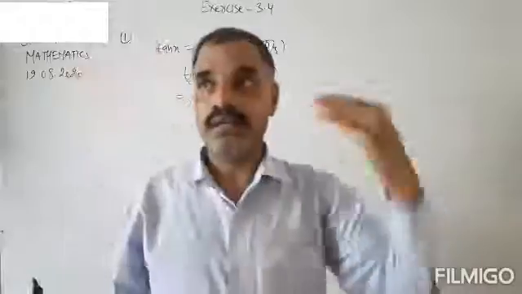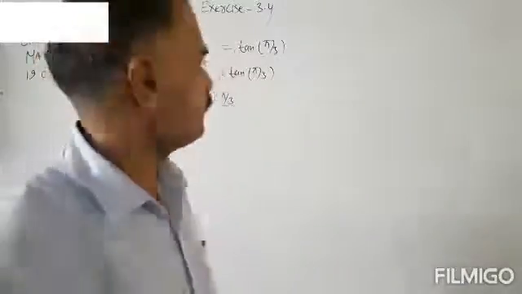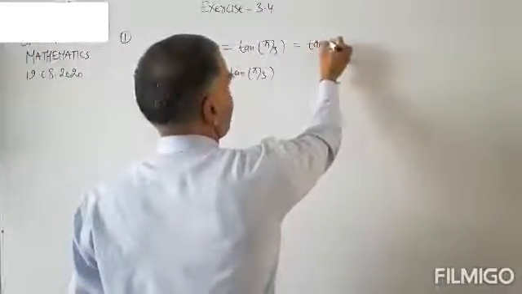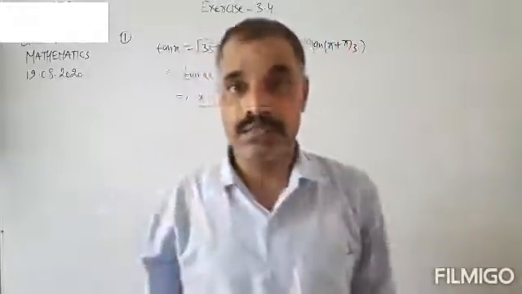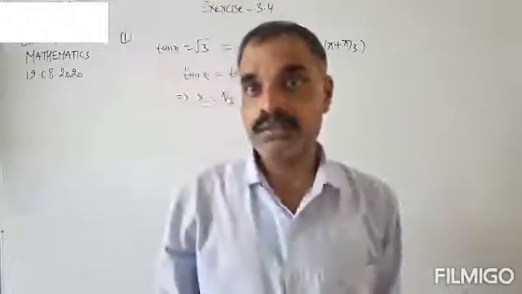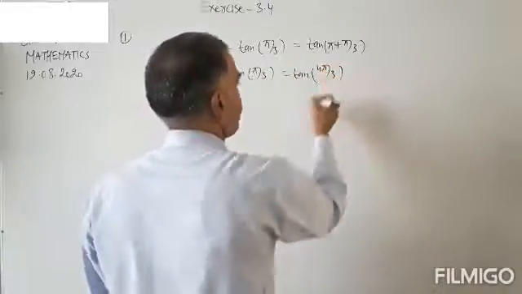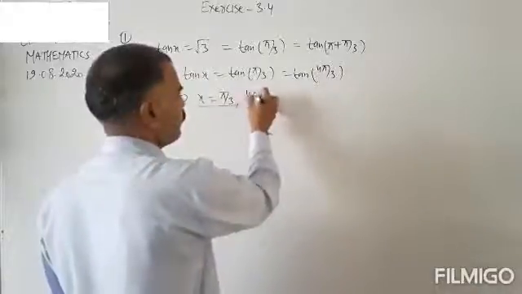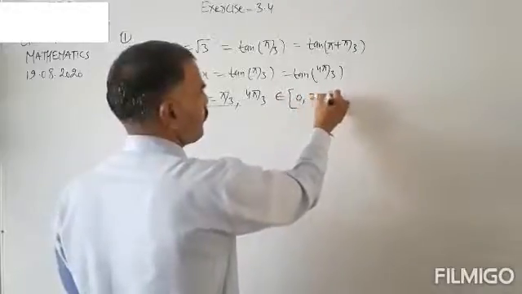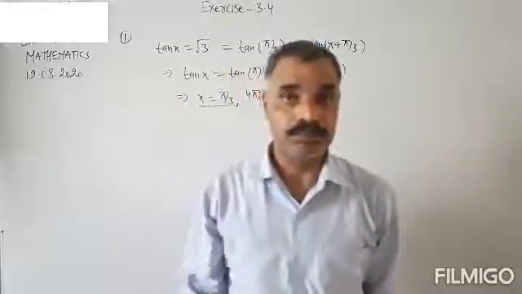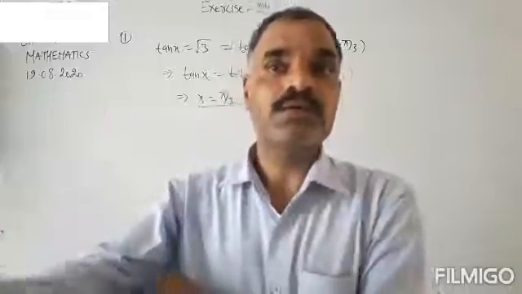Now we know that tan is also positive in the third quadrant. So tan pi plus pi by 3 equals tan pi by 3. That is tan 4 pi by 3. So one more particular solution is 4 pi by 3, that also lies in the closed interval 0 to 2 pi. So this is also a particular solution of the given trigonometric equation.